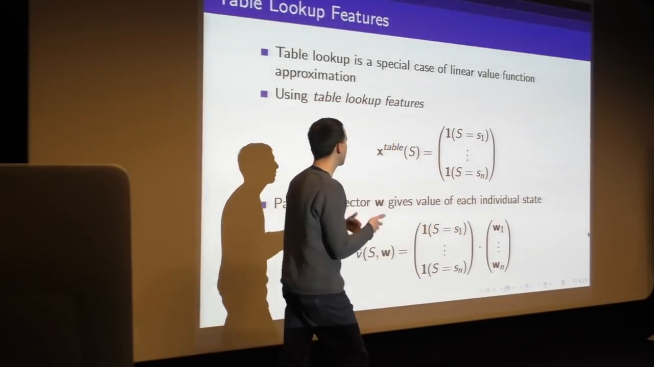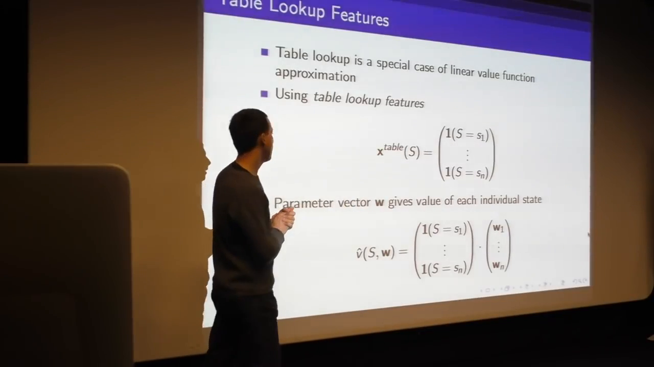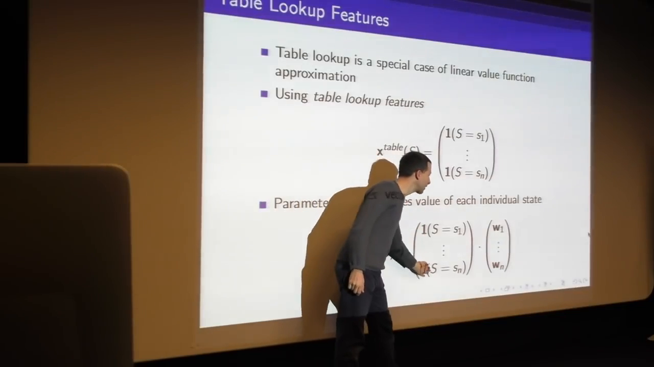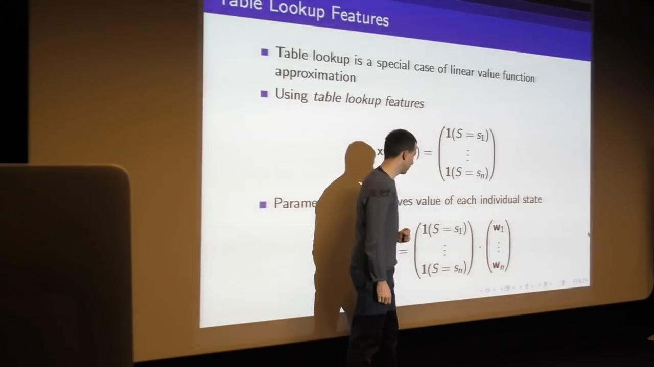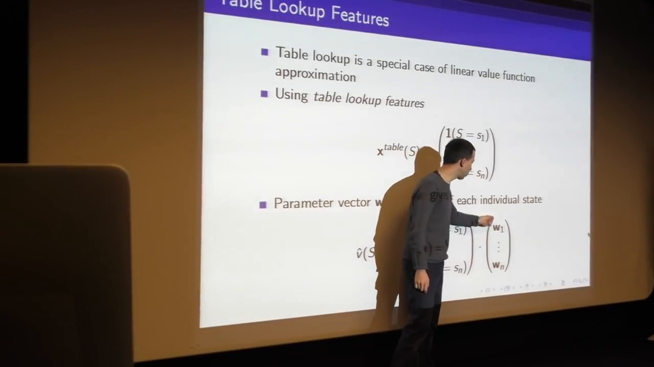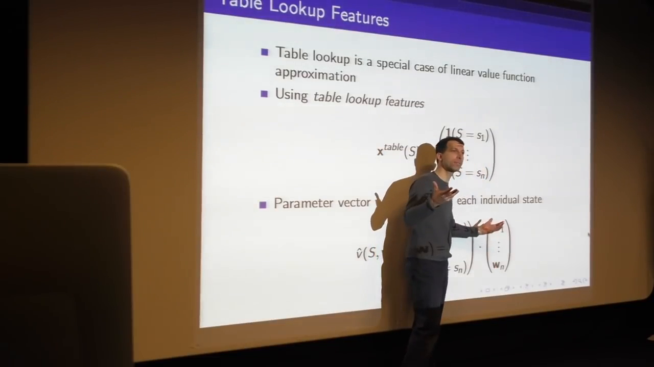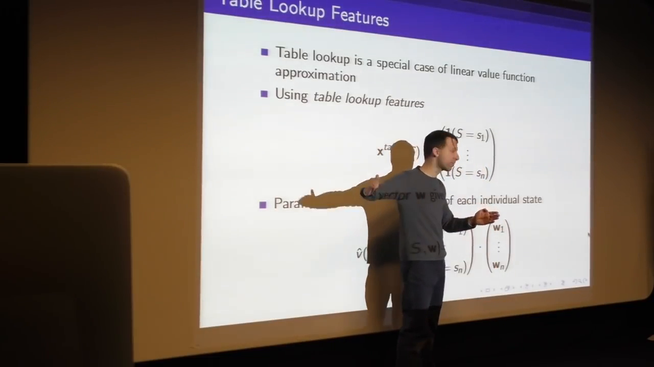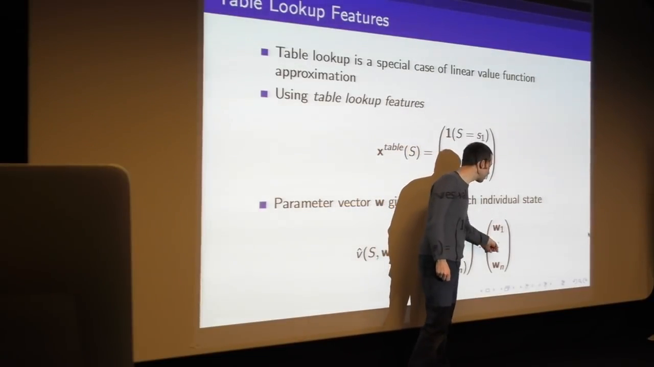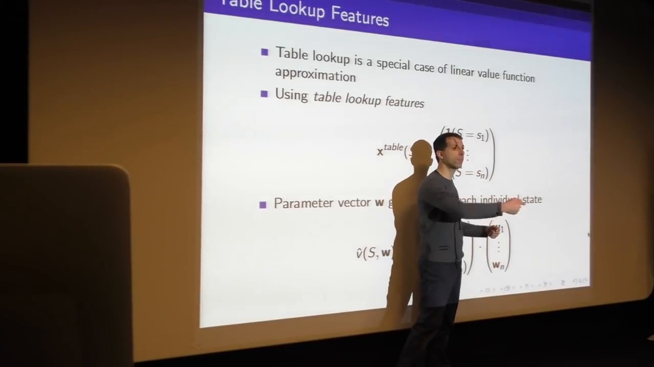If we use that representation, if we use this X table as our feature vector, then when we take our dot product between our feature vector and our weights, we see that we're just picking out one of those weights. So we've basically got a weight for every single entry of our table. We've got a weight for every single state in our state space. And depending on which state we're in, we're just picking out one entry from our table. So this thing just lets us select the right entry from our table.